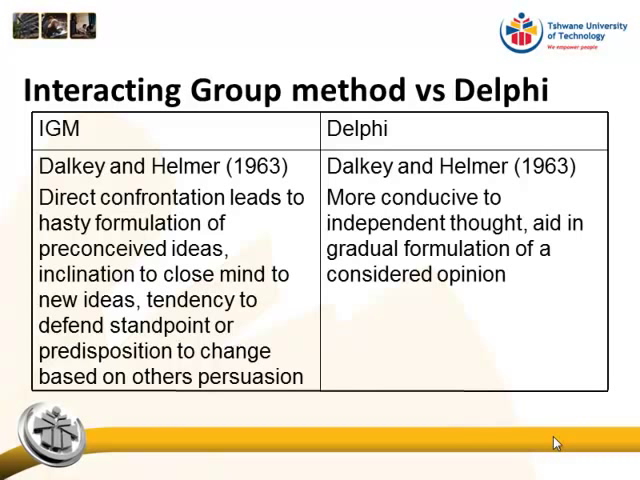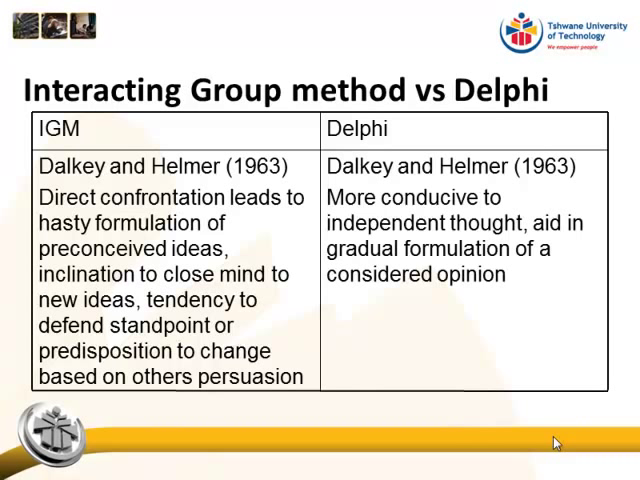Okay, so do you see that with brainstorming, as we said when we discussed the focus group, the problem is you get direct confrontation, which leads to hasty formulation of preconceived ideas, an inclination to close the mind to new ideas, a tendency to defend standpoints, or a predisposition to change based on others' persuasion. So Phumzile is confident and she's going to stand by her standpoint, and then everybody's going to say, yeah, she's right, even though they might not agree. Or it might also be a situation where Phumzile is the senior person of the organization, so whatever she says goes, and nobody else will then participate. Okay, so in order to avoid that, we use things like the focus group and the Delphi.